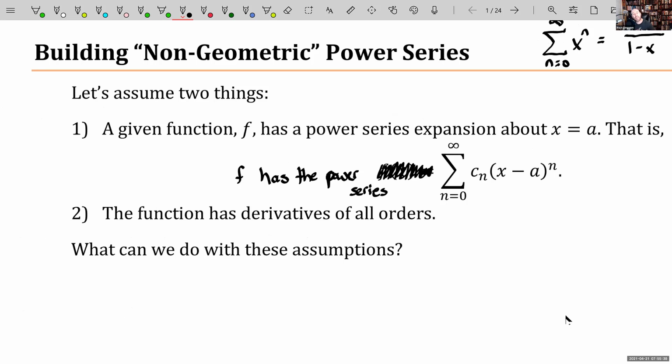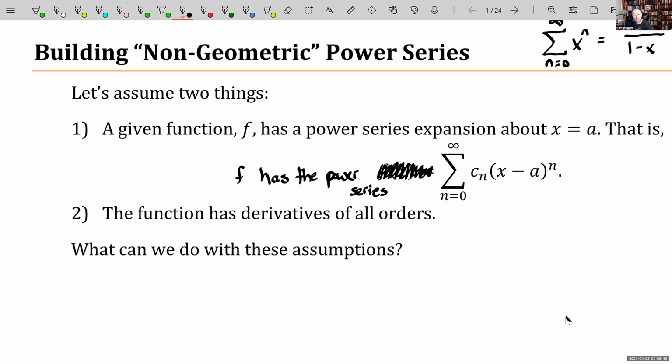Our second assumption is that f is infinitely differentiable. And that's why not all functions have power series, because not all functions have an infinite number of derivatives. Okay. But we're going to assume that f is infinitely differentiable. Think about functions right now that have an infinite number of derivatives. Polynomials, sine, cosine, you can take their derivatives an infinite number of times.